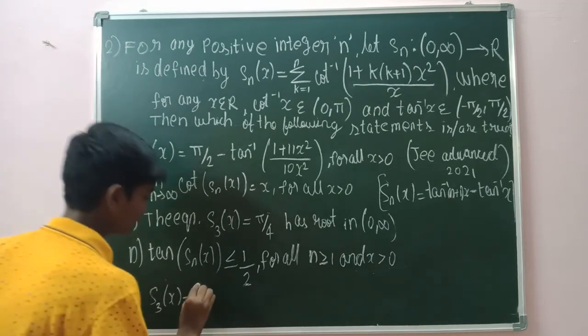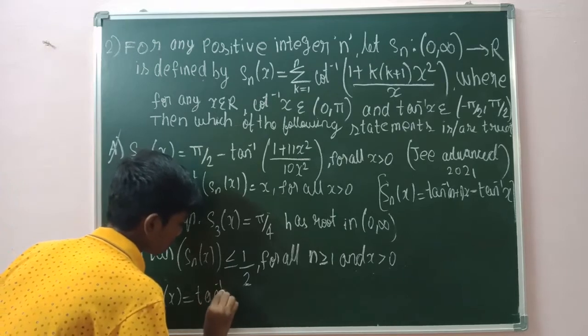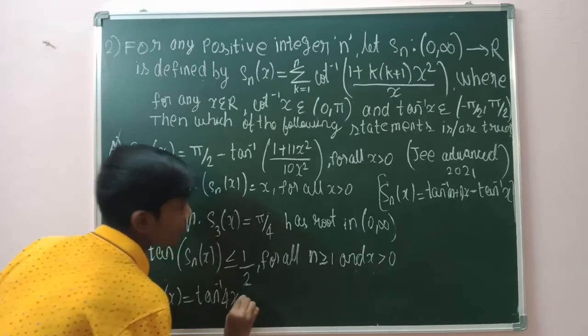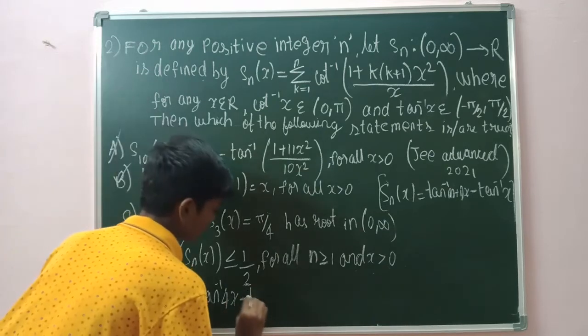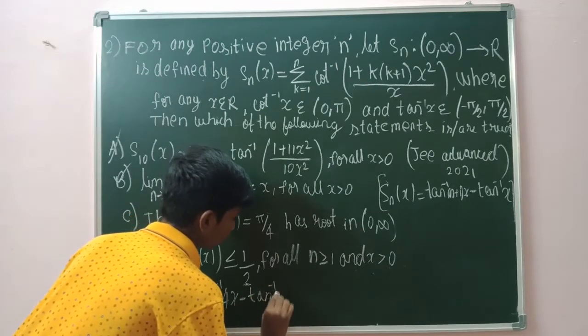So therefore you get tan of 4x minus tan of, when you put n as 1, minus tan of x, correct? This is what you will be left out.